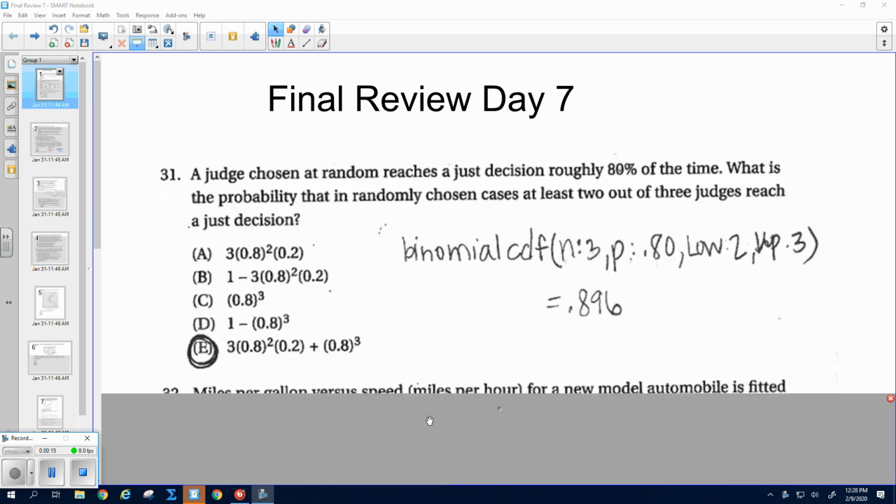Number 31. So we've got binomial on this one. He either reaches a just decision or he does not. And we want 2 out of the 3 to reach a just decision. So binomial CDF on your calculator. N is 3, probability of success is 80%, and we want from 2 to 3.